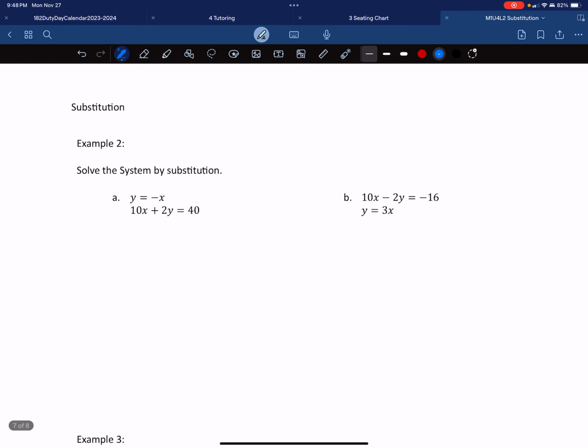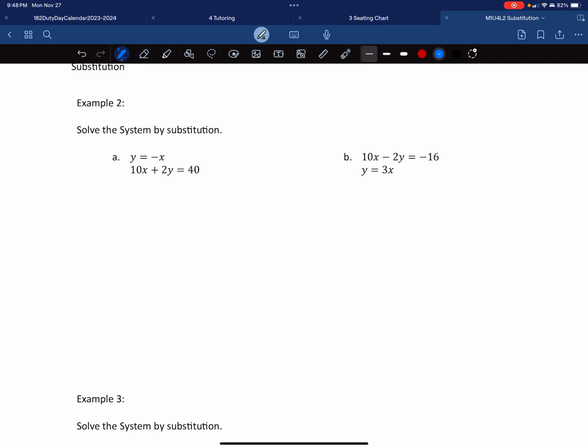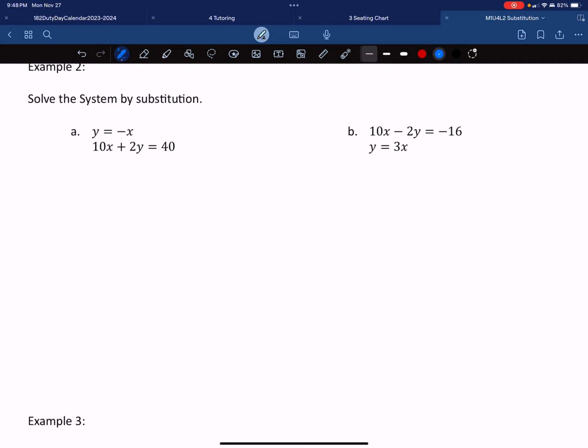Let's go to the next page, example 2. They're not always going to be as easy. We might get some mixed up things. We might get one of the equations in standard form. It's still the same thing.